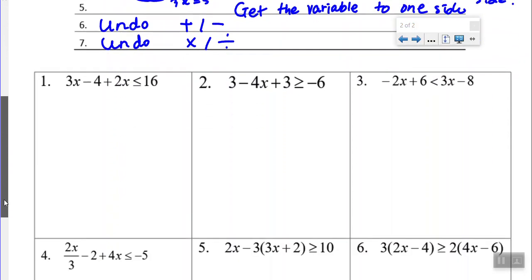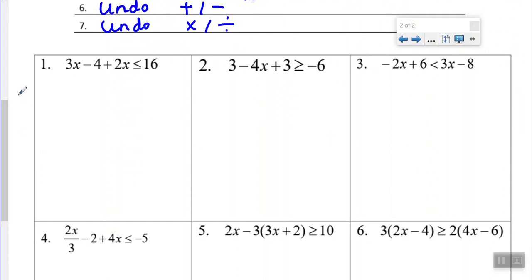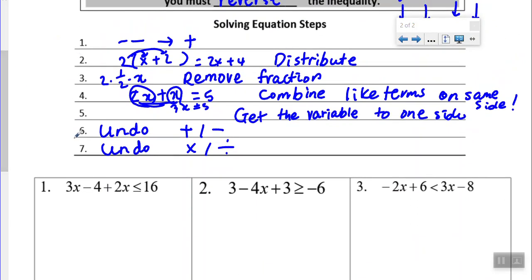So let's go over inequalities. We are gonna use the same steps.